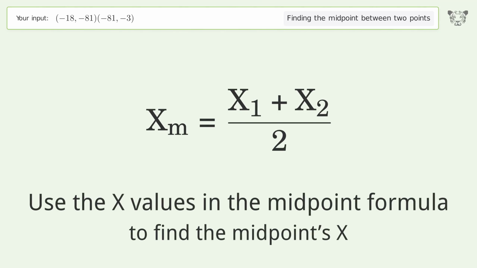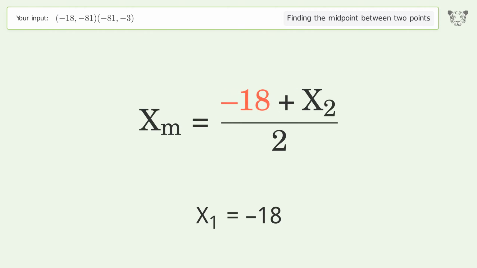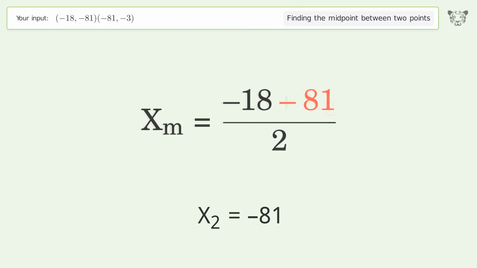Use the x values in the midpoint formula to find the midpoint's x. x1 equals negative 18. x2 equals negative 81. Simplify the arithmetic.